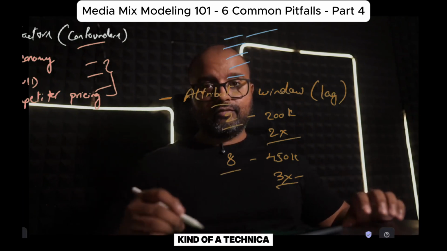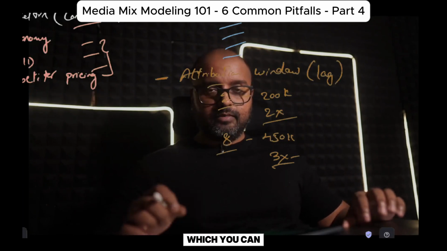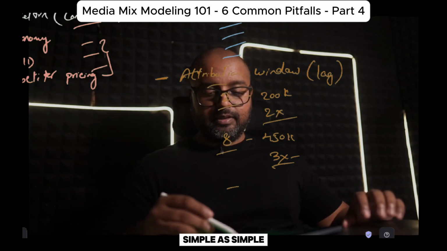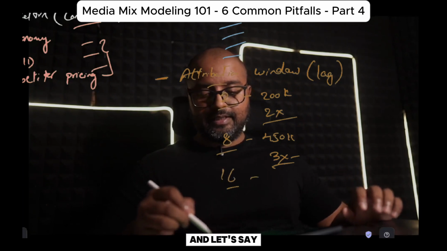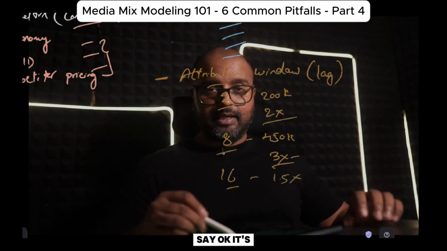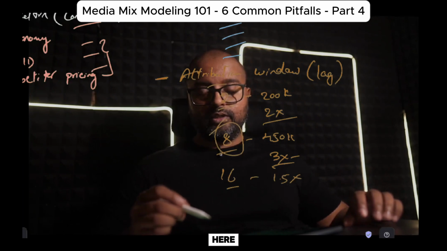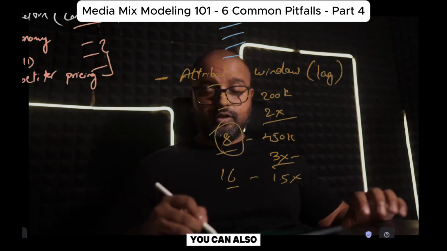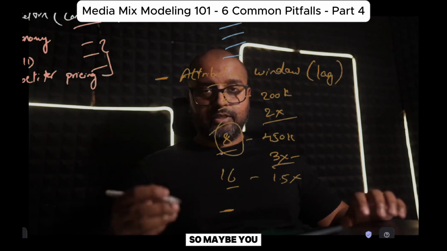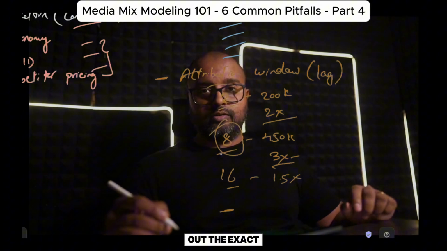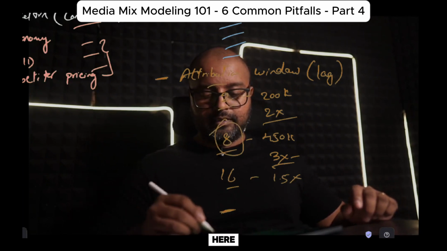So this is kind of a technical problem as well, which you can solve by using various methods. You can look at, again, something simple as what we did, 2 weeks, 8 weeks, and maybe you look at 16 weeks and let's say this drops to 1.5x or even less than that. So you can say, okay, the highest is somewhere over here. You can run many MMMs and try to find it out that way. You can also validate this using experiments. Maybe you ran a specific incrementality test and you found out the exact lag. So you can add that in here as priors.